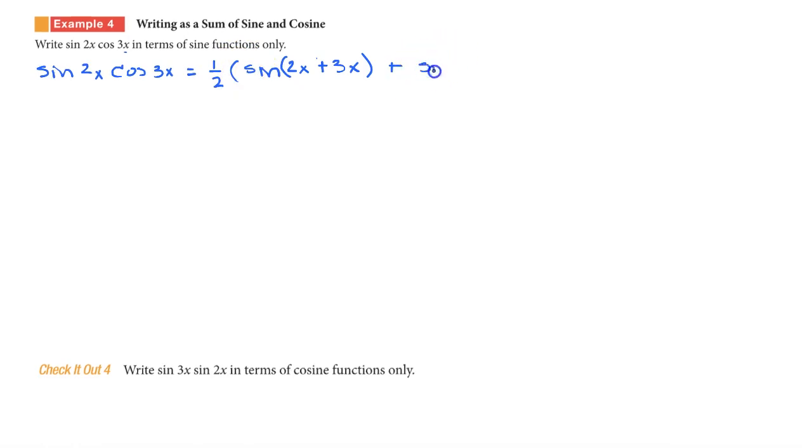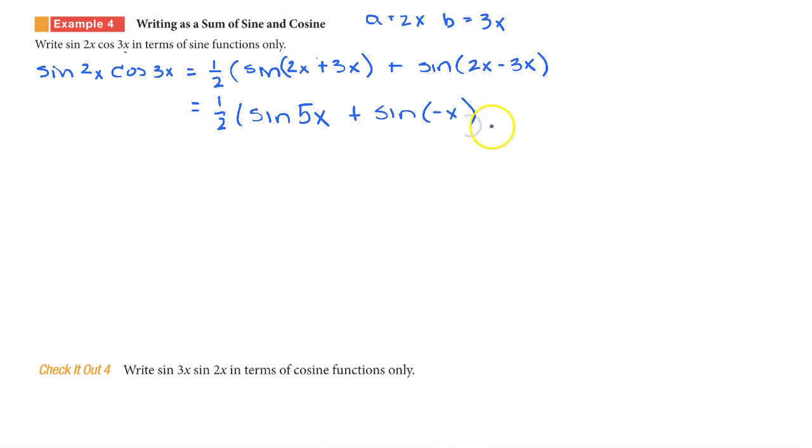All right, so we've got plus sine of 2x, which is A, minus B, which is 3x. Okay, so in this case, I'll say it again. A is 2x and B is 3x. All right, so continuing on, we just need to simplify this. We've got 1/2 sine of 2x plus 3x is 5x, and plus sine of negative x. 2x minus 3x is negative x. And we've got 1/2 times that whole thing.